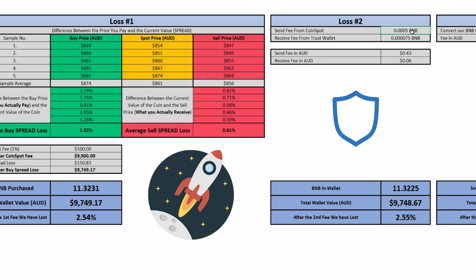They take 0.005 BNB, and Trust Wallet takes 0.00075 BNB, which is even smaller, resulting in only a minor change to the overall loss of 2.55% in fees so far. It's important to account for all of them. I know it's only small, but I'm counting it anyway.